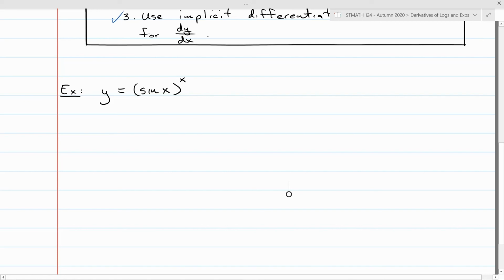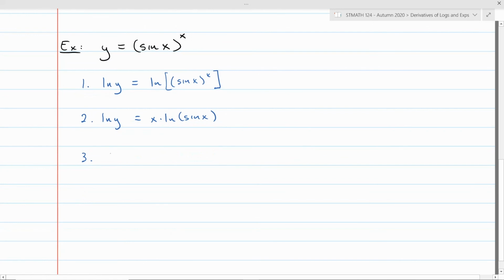But we can do this logarithmic differentiation process, the first step of which is to take the natural log of both sides of that equation. The second step is to use your properties of logarithms on the right-hand side to simplify. Well, one property I know about logarithms is that I can bring exponents down. So I could write this as x times natural log of sine of x. And the third thing is to implicitly differentiate both sides with respect to x.